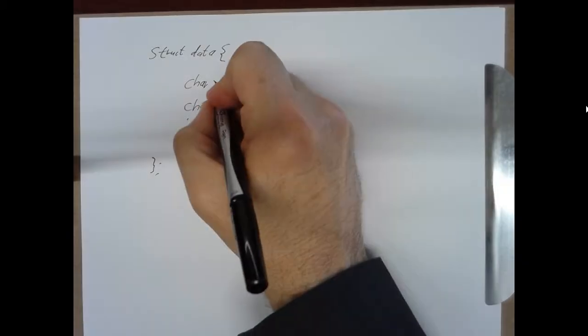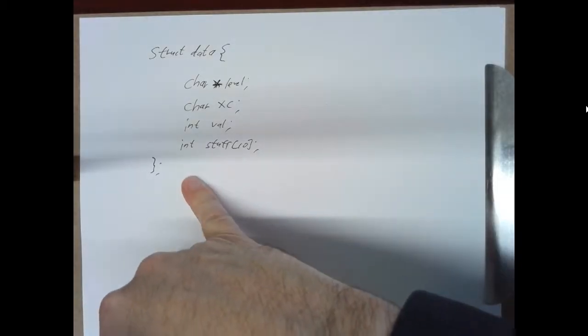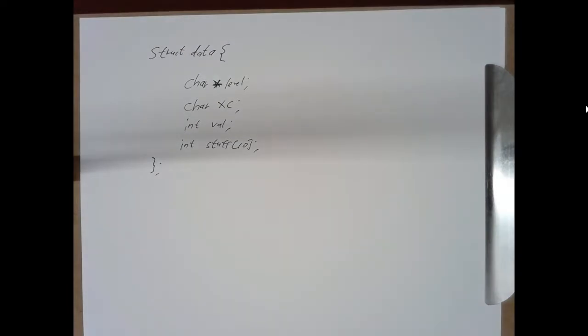So level has to be a pointer to a character, right? Because it's a string, it's an array of characters, null terminated. So we don't know what the length is, so it's just a pointer to a character. But xc is a single character, so that's just defined as a char, not a char star. Array of integers means this has to be an int. A lot of people did char there, I think just because we're used to doing arrays of characters for strings.